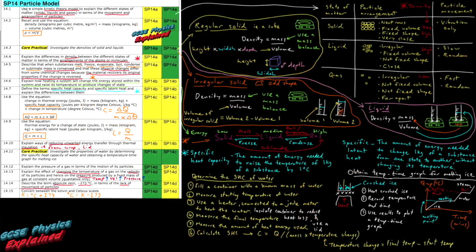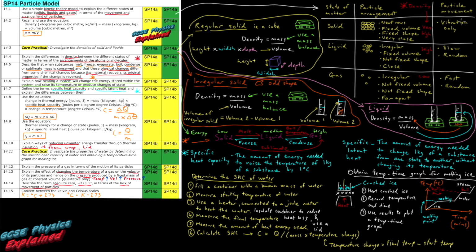Unit SP14, Particle Model. Use a simple kinetic theory model to explain the different states of matter. So remember, that's solids, liquids and gases, in terms of the movement and arrangement of particles. So here's your three states of matter: solid, liquid and gas. Now your particle arrangement, you say that the solid is in nice neat rows, you get fixed volume, fixed shape, and the particles are very close together. As a result, the density will be very high.